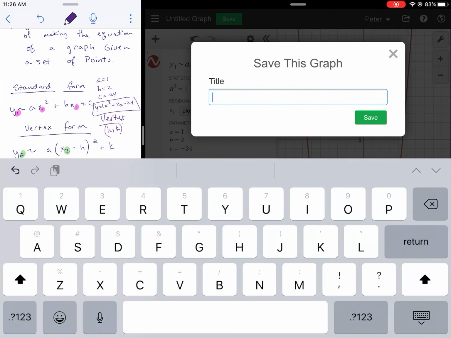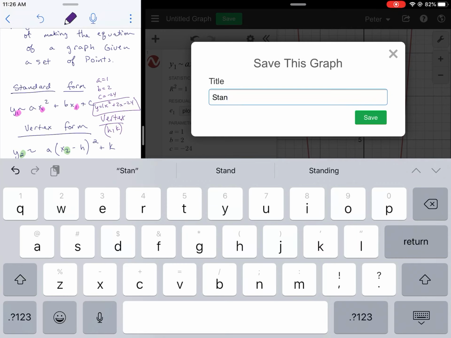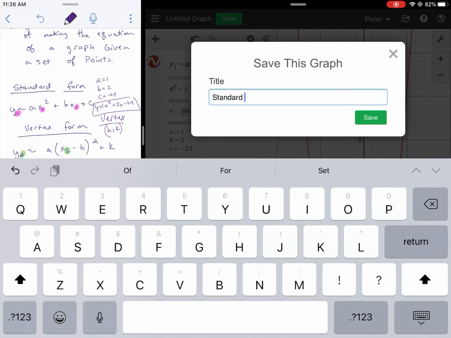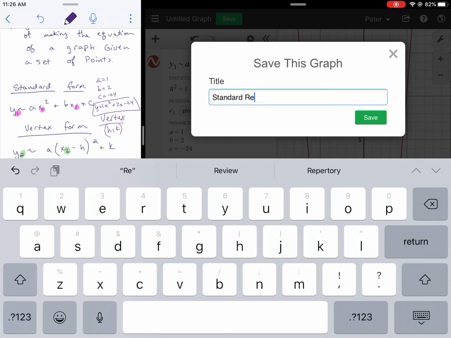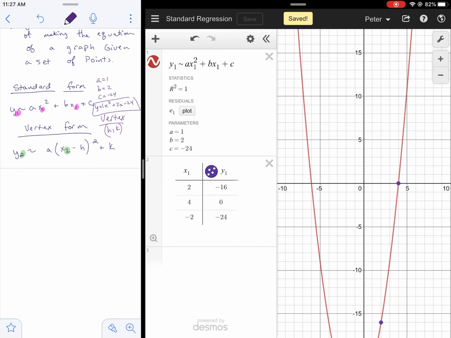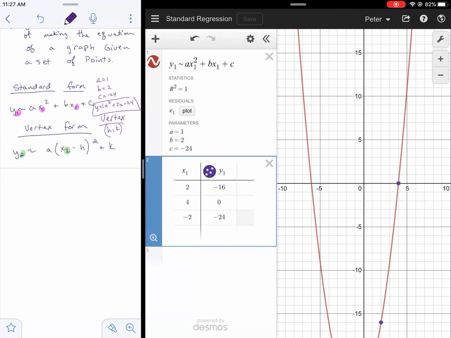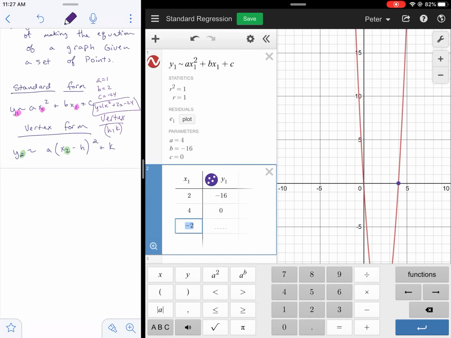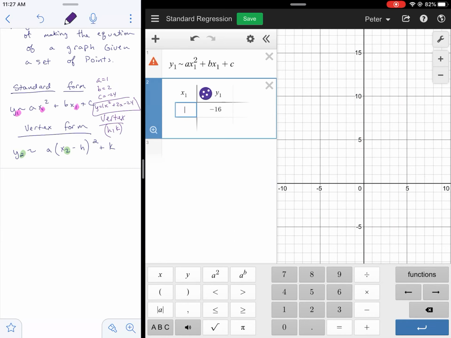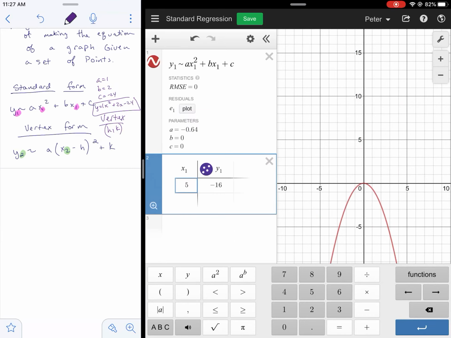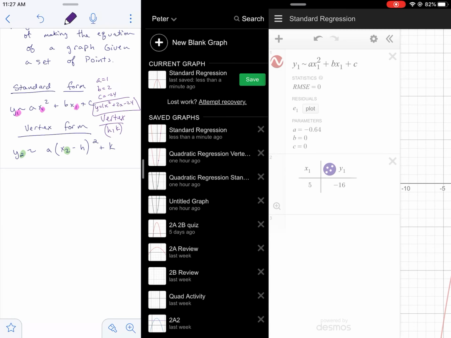All right, I'm going to call it standard regression. You want to call it standard because there's going to be 2. Now, if you want to change the points, that's homework number 1. How do you do homework number 2? Just erase these points and put new points in. Whatever you need. Now, don't erase that. Go to new blank graph.